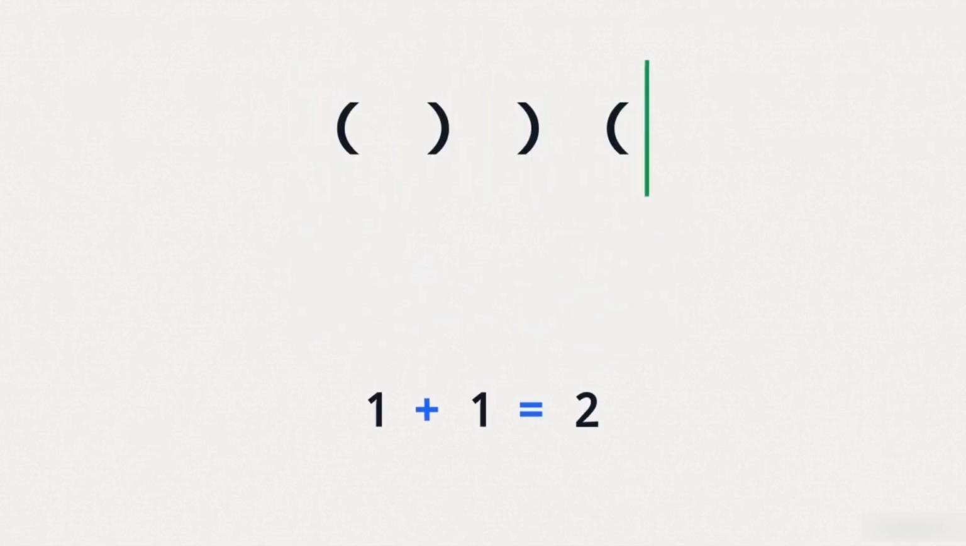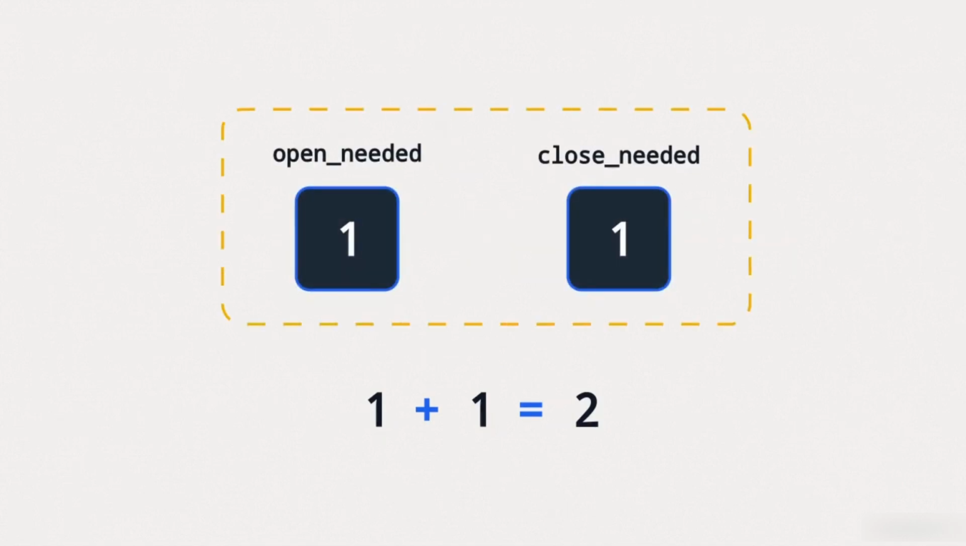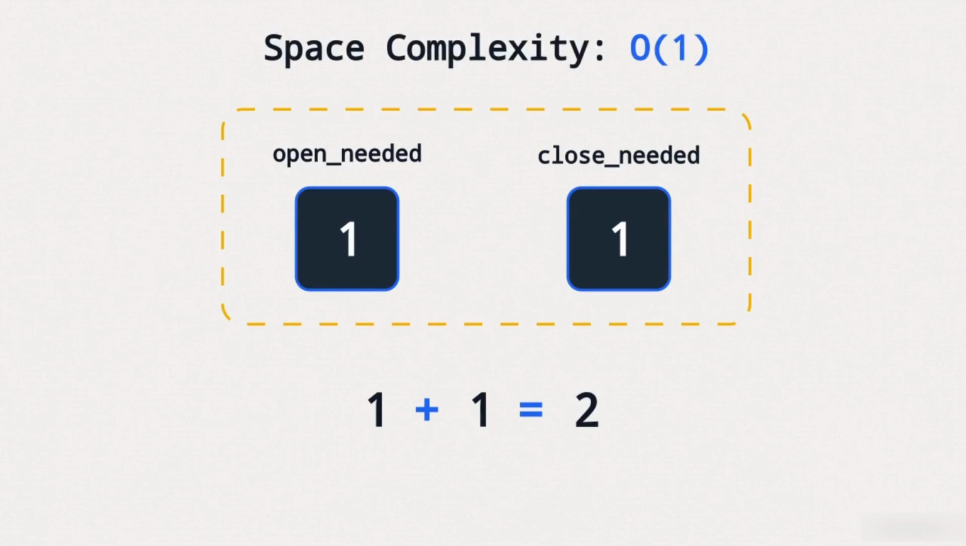Because we parse the string exactly once from left to right, our time complexity is strictly O of n. And as these metrics show, our physical memory is constrained to just 2 integer variables, regardless of the input size, yielding a space complexity of O of 1.